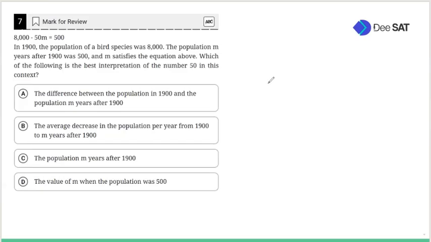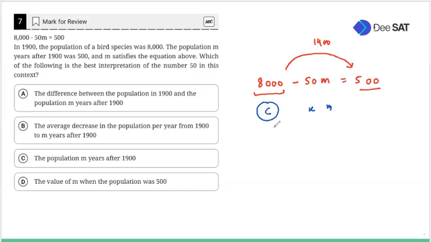Now, if I write everything down, 8,000 minus 50m is equal to 500. So that means at some time from 1900 onward, the birds are being reduced to 500 in total. What is being represented as 8,000 in the equation? This looks more or less like y equals mx plus c, right? So this is m, this is x, this is c.